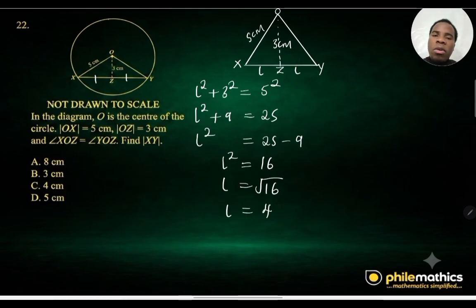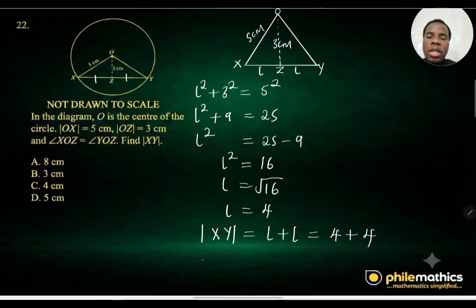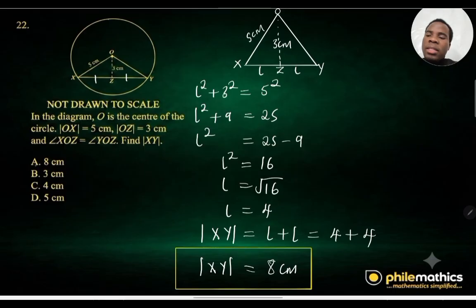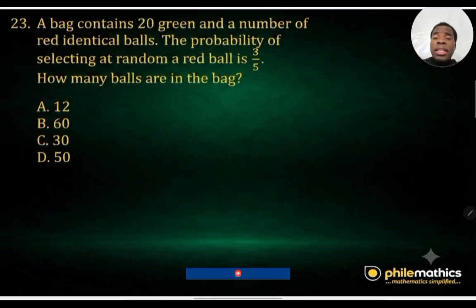But what we are looking for is not the length of XZ, but XY. Since XZ equals ZY, the length of XY will be L plus L, which is 4 plus 4. Then the length of XY is simply 8 cm. That's A.